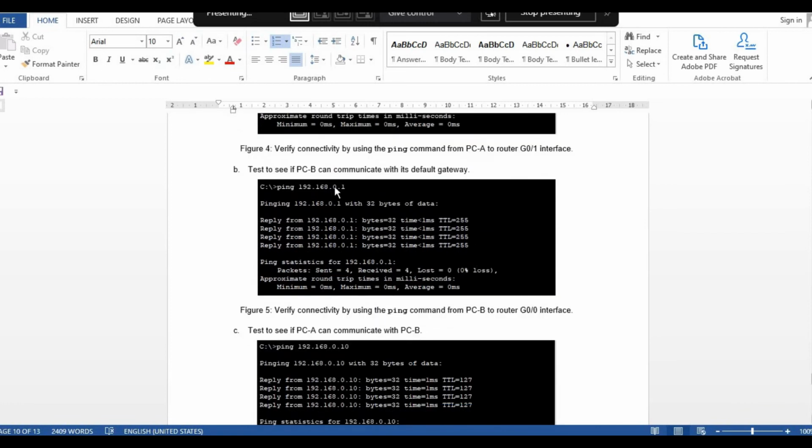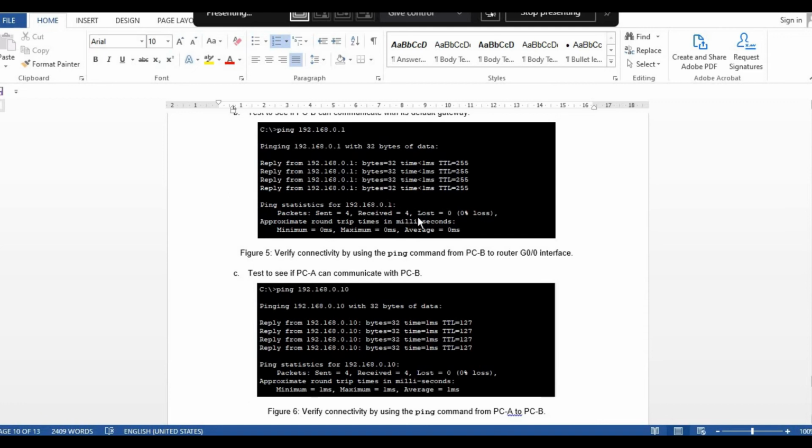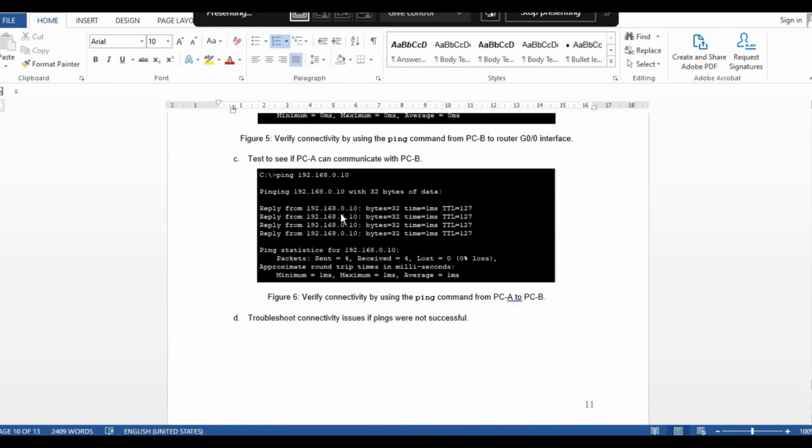Okay, B, we ping PCB with its default gateway using the IP address 192.168.0.1, and we get a reply, packets sent 4, received 4, and lost 0%. Okay, next, we ping from PCA to PCB using the IP address 192.168.0.10, and we got the reply, packets sent 4, received 4, and lost 0%. And next, after we troubleshoot the connectivity, we get success.